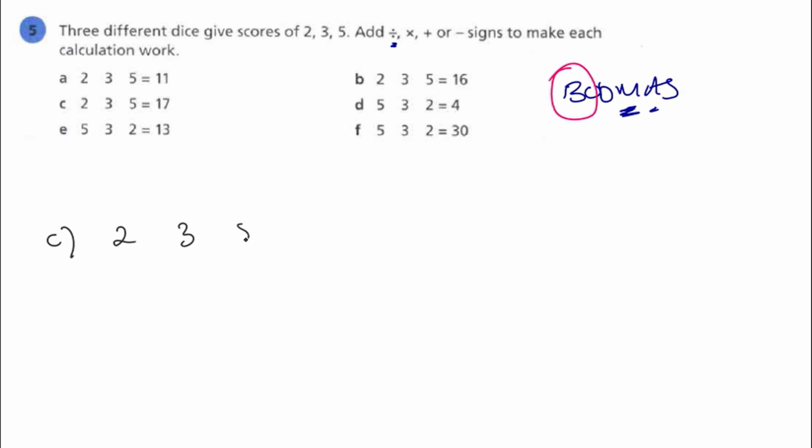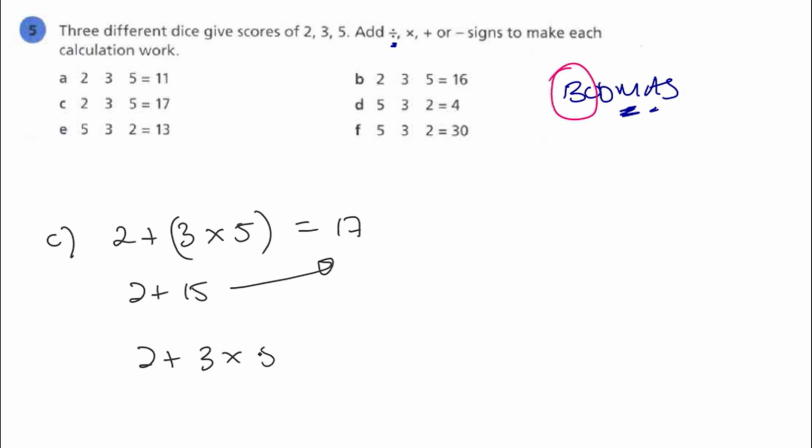2, 3, 5 will give us 17. We actually did this already without realizing it. 3 times 5 will give us 15, and then we add 2 to the answer. If we put brackets around 3 times 5, we don't have to, because multiplication will take precedence over addition. We'll have 2 plus 15, which will give us 17. Even if we didn't put the brackets in, we would still get 17, because we have to carry out the multiplication first before we carry out the addition.